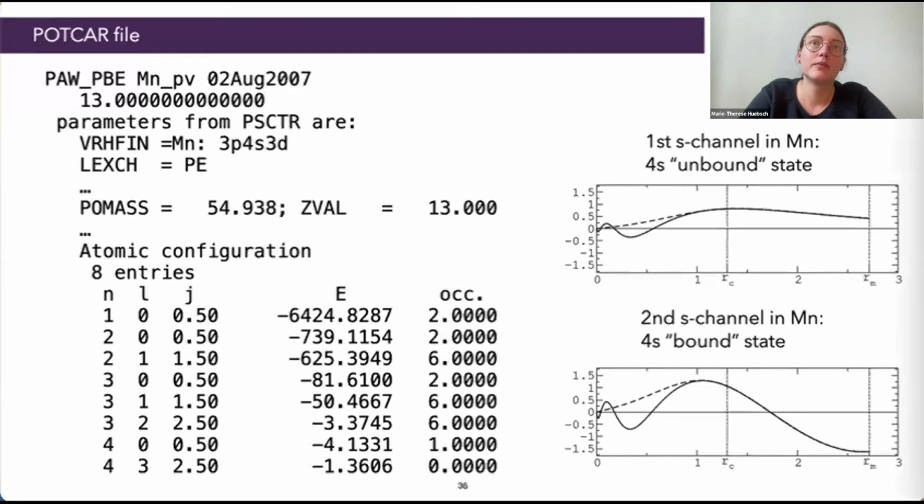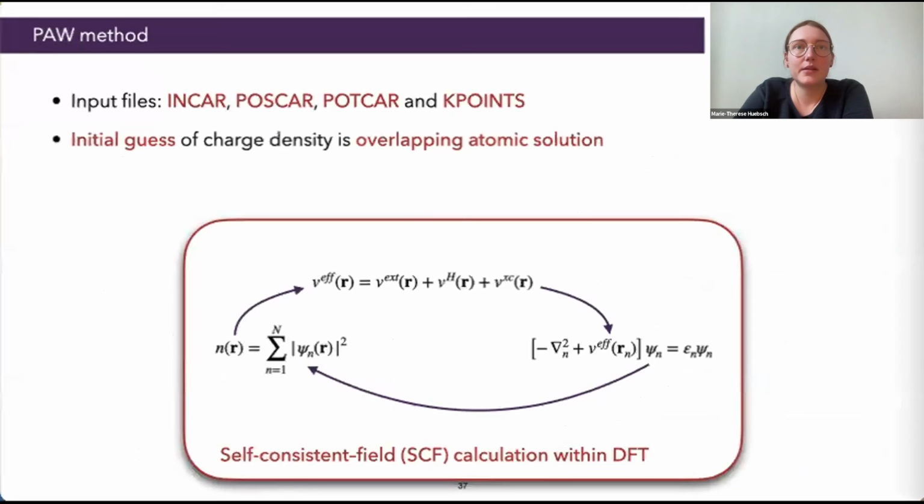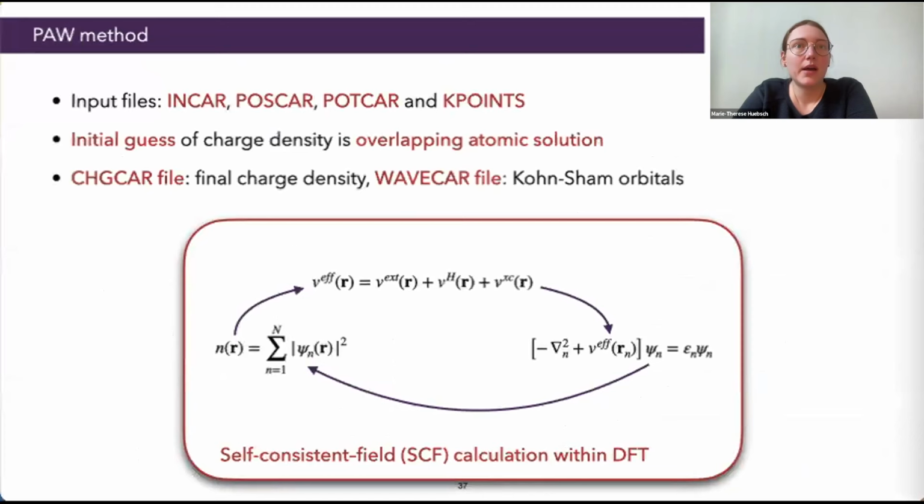Okay, so the DFT loop can now be started. The main input files are INCAR, POSCAR, POTCAR, and KPOINTS. As an initial guess, we use the charge density that results from adding up all the atomic solutions. So just to start from something reasonable. And the final electronic charge density is then written to the CHGCAR, and the WAVECAR file contains the Kohn-Sham orbitals.